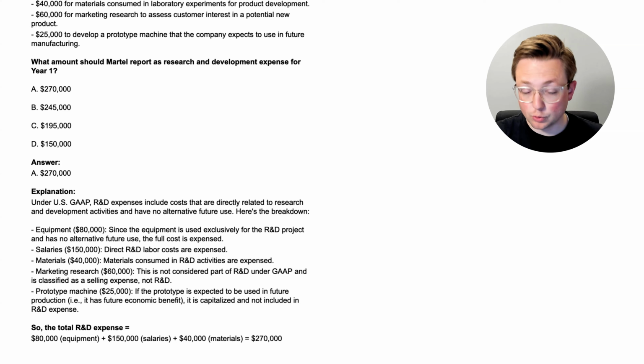$80,000 for equipment used directly in R&D, $150,000 for salaries for people who are, again, working directly in R&D, and then the $40,000 of materials used up directly. That's $270,000 of research and development expenses. And we learned a little bit about what is classified as a research and development expense in this question. Now let's go to the next question to learn a little bit more.